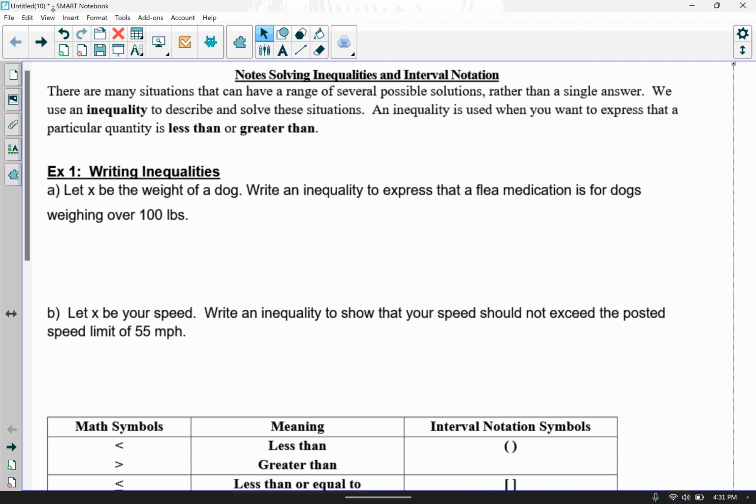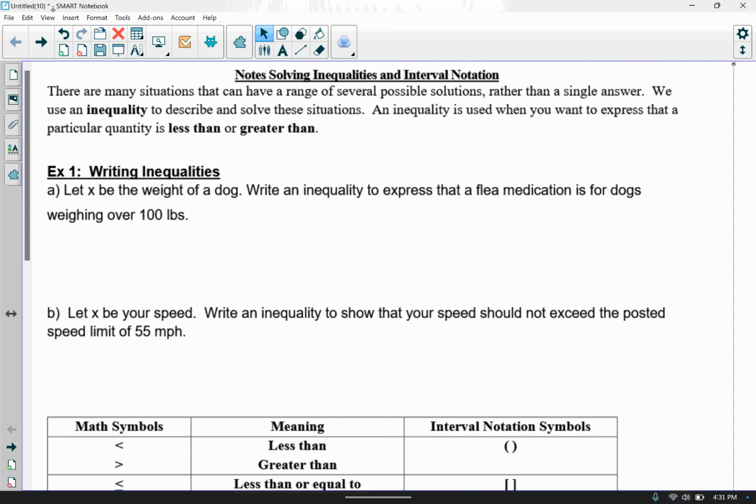Hi there. So in this video, we're going to look at setting up and solving inequalities as well as writing our solutions in interval notation. With equations, whenever we were solving equations, we had a single answer or we had our special cases of infinitely many solutions or no solution. When we solve inequalities, inequalities will give you a range of solutions, so any number greater than or less than a particular number, or even, for a compound inequality, between two numbers, for example.